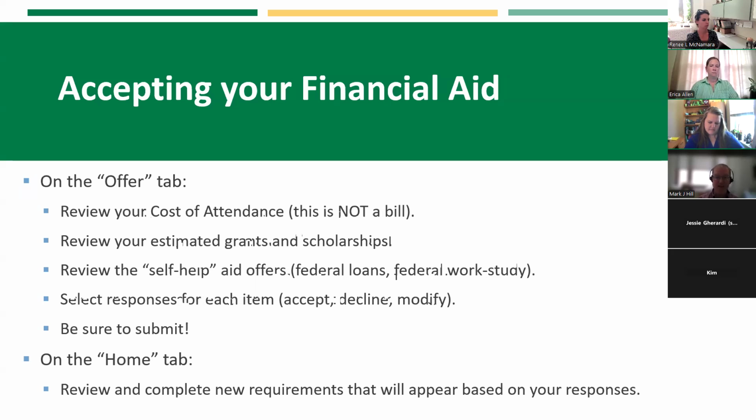Once you have done that, if you go back to the Home tab, which is that first tab from the navigation menu, that will automatically update based on the responses you have provided. So, for example, if you say, I'd like to accept a student loan, and then you submit that and go back to the Home tab, it will then list the requirements that the student has to complete in order to actually get that loan that they have accepted. So as soon as you've done those submissions, go back to that Home tab, make sure you then follow the guidance there to complete each one of those tasks, and that will make sure that all of your financial aid can process properly.